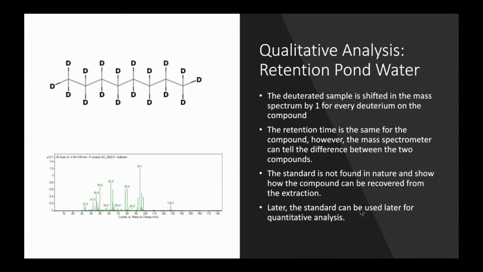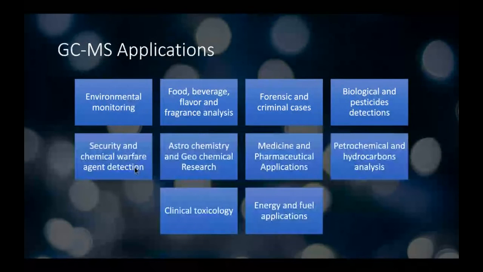And the big thing there is that later on we'll use this standard for qualitative or quantitative analysis because we can take peak areas and we can normalize things because we know how much of this particular compound we are adding to the sample. And so we can use that to figure out how much we've recovered when we take it through the extraction process. All right, so that's our pond water analysis.